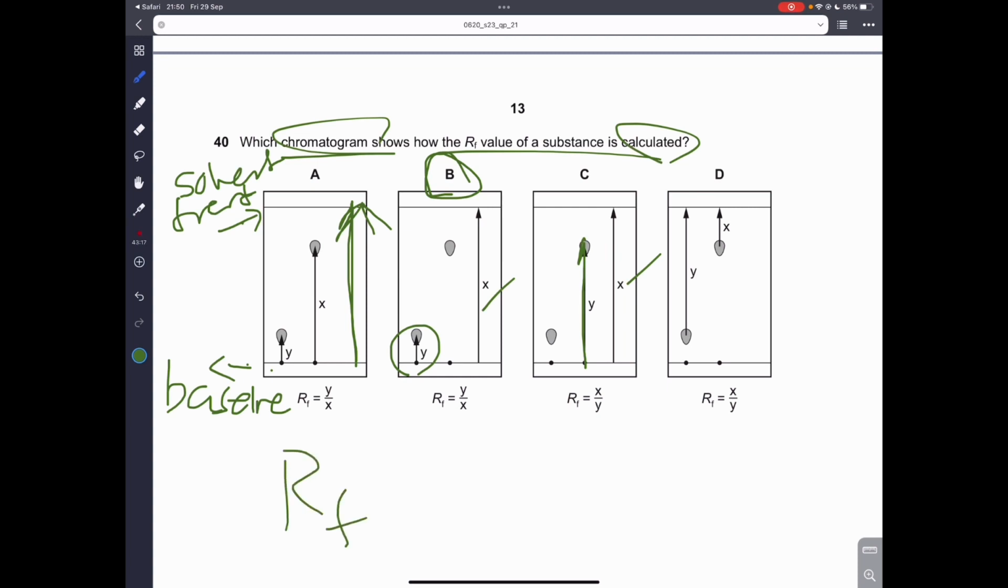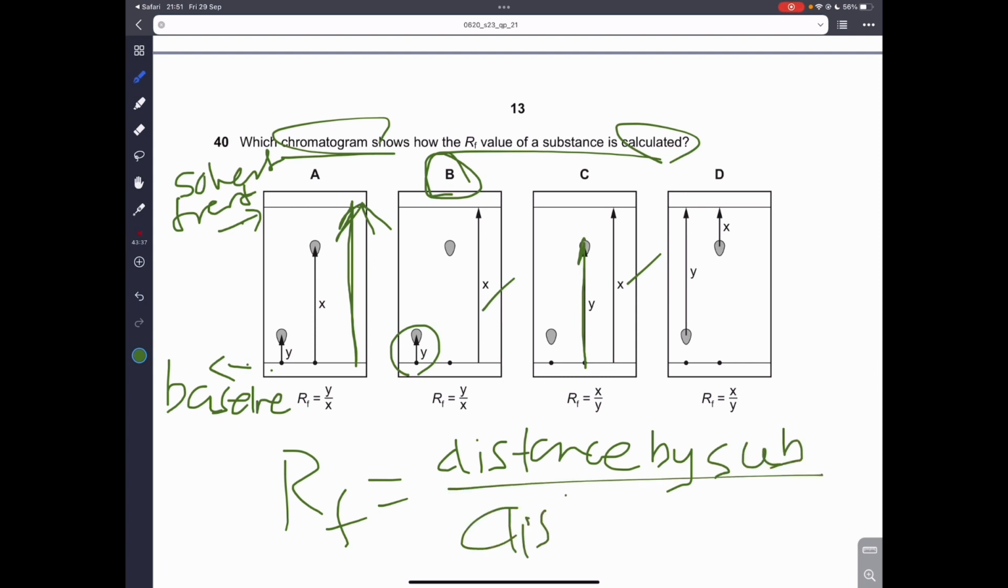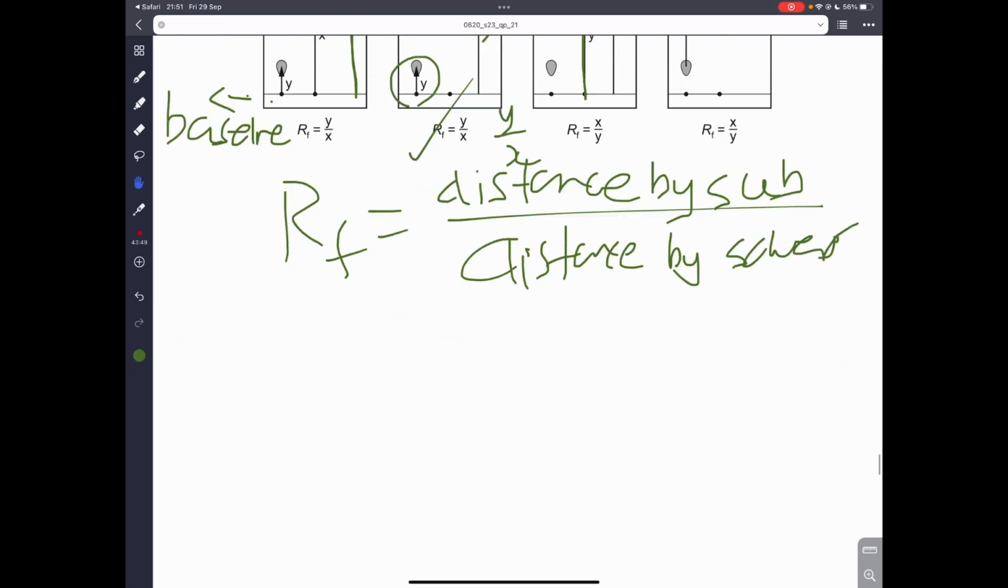So you have to know B is the answer because of the formula, right? The Rf value is basically the distance traveled by the substance divided by the distance traveled by the solvent. So this is going to be Y over X. Therefore, B is the correct answer.